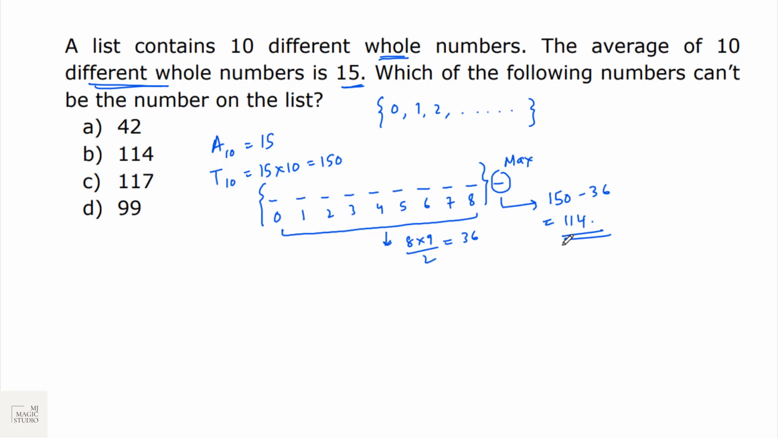Perfect. So the maximum possible number in the list is 114. That means 42 is possible on the list, 99 is possible on the list, 114 is possible on the list, only 117, which is more than 114, is not possible on the list. Which of the following numbers can't be the number on the list is option C. Use the entire process to understand how to do it.